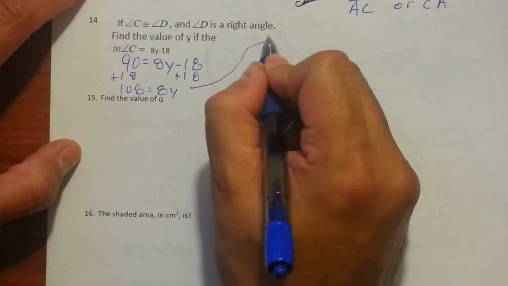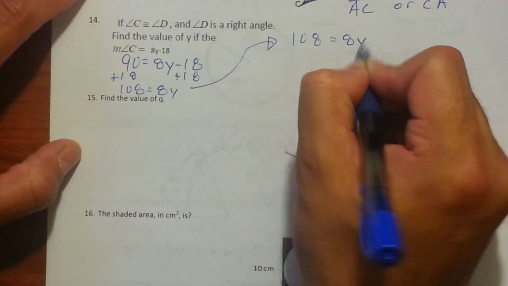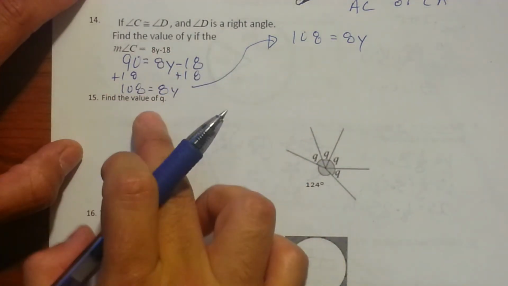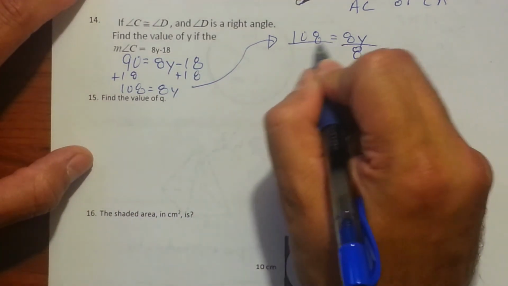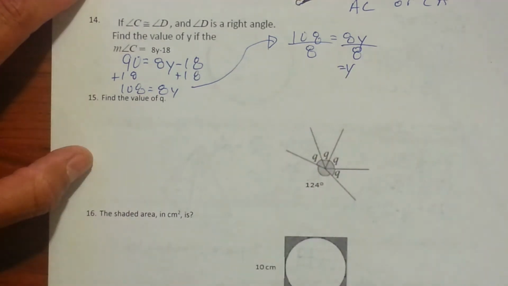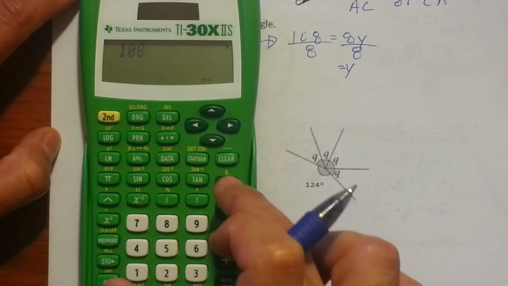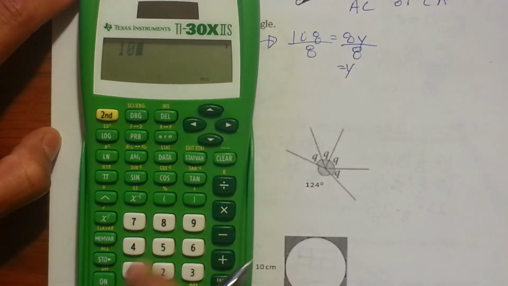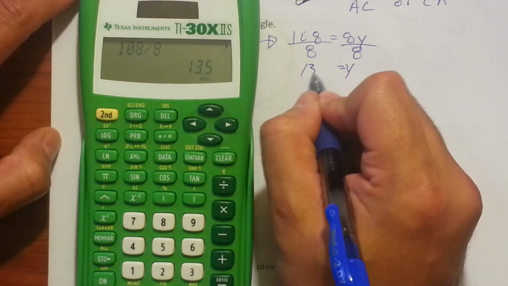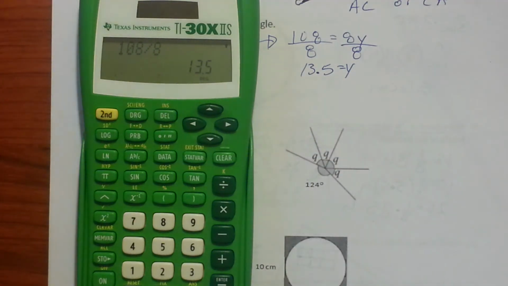So let's bring it over here. 108 is equal to 8y. Okay, so I just brought it down. Right here I need to divide both sides by 8. Y is equal to 108 divided by 8. There we go. 13.5. So 108 divided by 8 is going to give me 13.5.